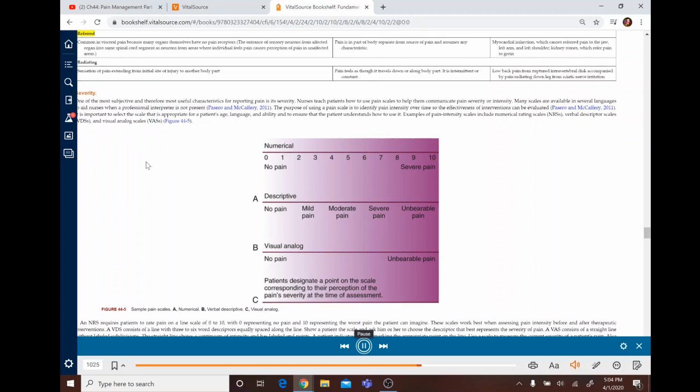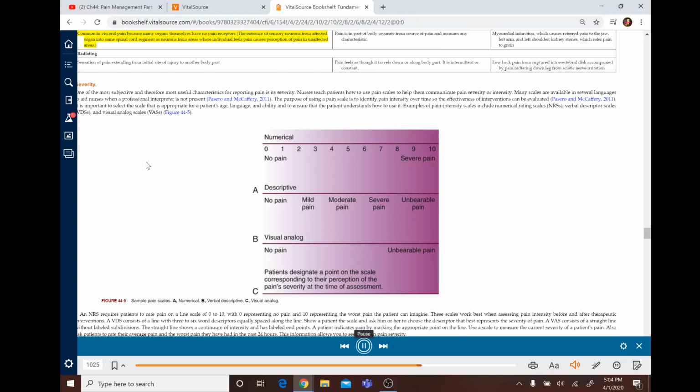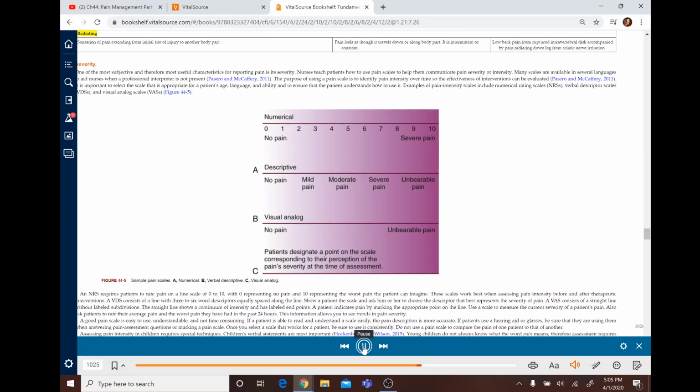Referred. Common in visceral pain because many organs themselves have no pain receptors, the entrance of sensory neurons from affected organ into same spinal cord segment as neurons from areas where individual feels pain causes perception of pain in unaffected areas. Pain is in part of body separate from source of pain and assumes any characteristic. Myocardial infarction, which causes referred pain to the jaw, left arm, and left shoulder. Kidney stones, which refer pain to groin.